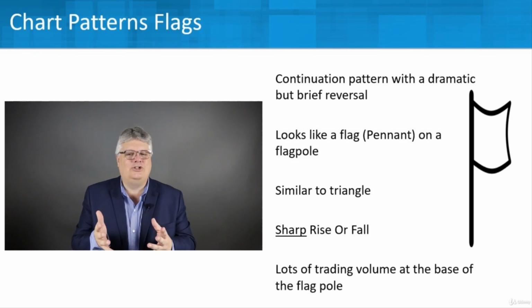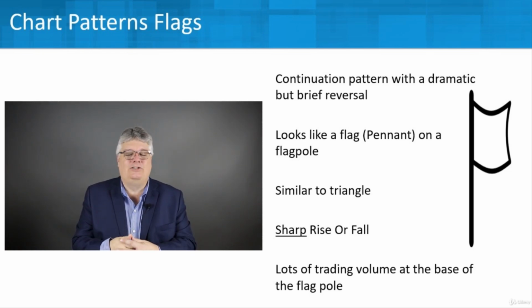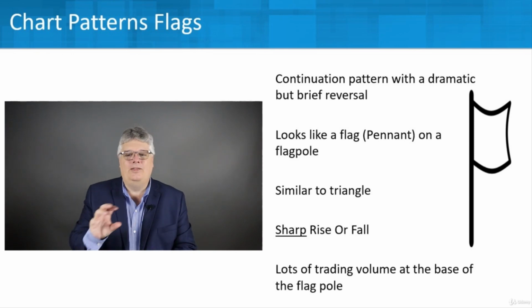And the whole idea, like a lot of chart patterns, is that they look like something, and that's how they get their name. So it looks like a flag, or like a pennant on a flagpole, right? It's similar to a triangle as far as it's got a shape, but it really looks like a pennant or a flag with a flagpole. And then what you're seeing is a sharp rise or fall, depending which way the trend's going. It's going to go the opposite way for a short period of time, and then pick up the trend after that.